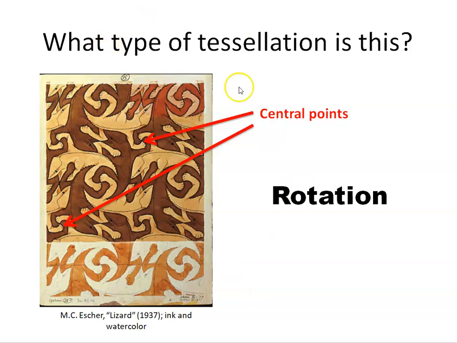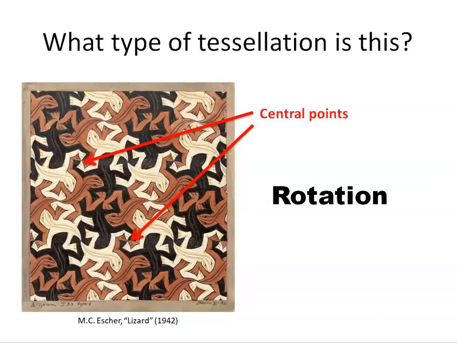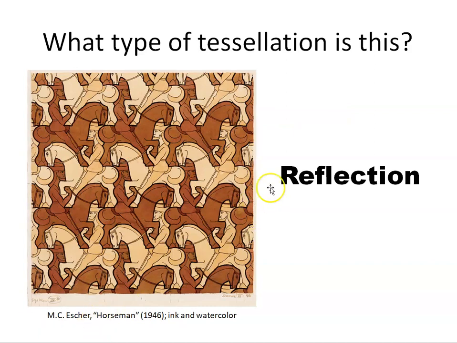So this one here, what type of tessellation is it? Well, this is a rotation because they're all spinning around this one part where these feet all come together. How about this one? This one's a translation because they're just moving over in a line. They're all facing the same direction. There's no rotation. There's no reflection. They're all going the same way. This one here, again, their feet connect in these spinning patterns, so that's a rotation. And this last one here is a reflection because they're going opposite directions as they go across the paper.